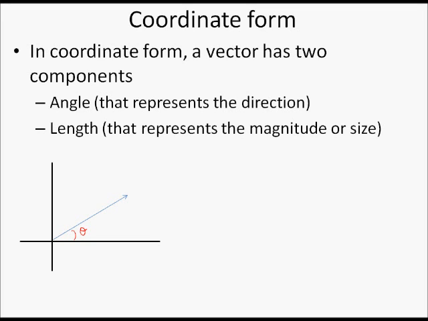Okay, so the angle of the vector from the x-axis is one component, and the length of the vector is the other component, which is, if this is y units and this is x units, the length of the vector is given by the square root of x squared plus y squared in coordinate form.